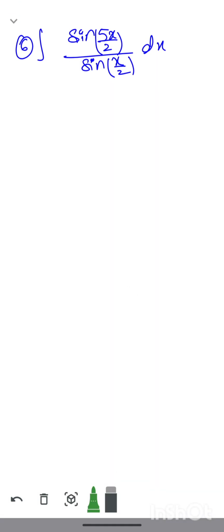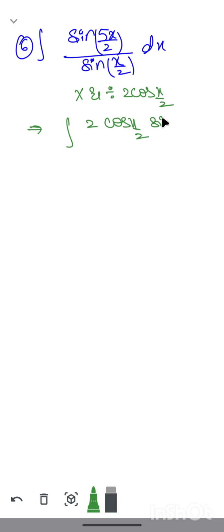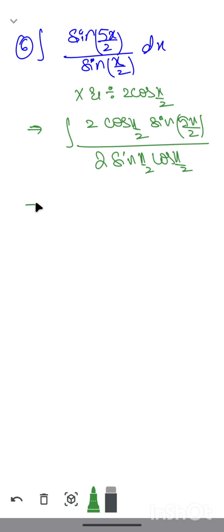Now to find the solution of the given problem, we need to multiply and divide by 2 cos x by 2 in both numerator and denominator. So we will get integration of 2 cos x by 2 into sin 5x by 2 in the numerator, whole divided by 2 times sin x by 2 into cos x by 2 in the denominator. The denominator is in the form of 2 sin a cos b; 2 sin x by 2 cos x by 2 is nothing but sin x.